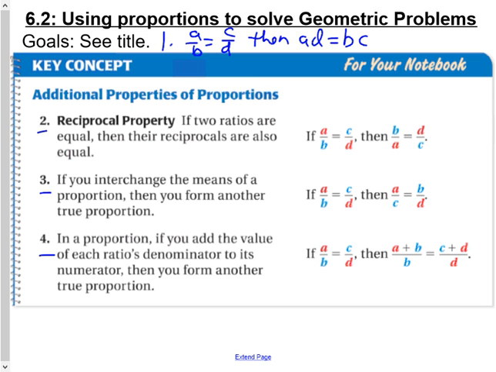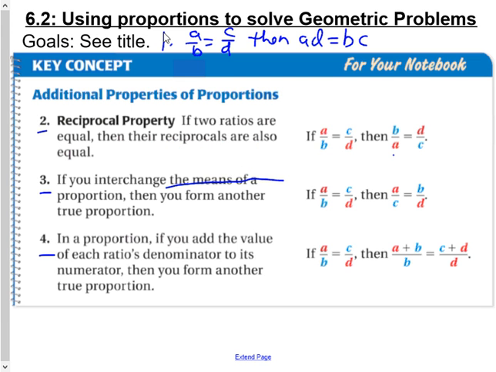Now what we're going to do, because we're in geometry, is prove where these came from. If A over B equals C over D, then you can flip them: B over A equals D over C. Let's say we have 5/8 equals 10/16. Does it make sense that 8 over 5 equals 16 over 10? That works just fine. You just flip them and they still work.